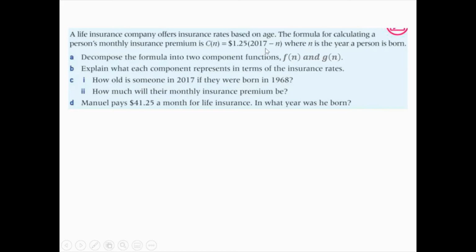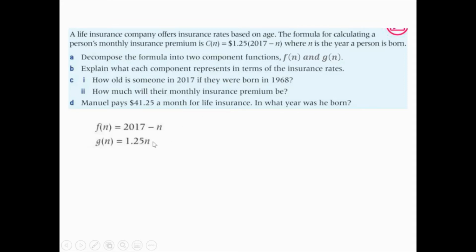So the formula for calculating a person's monthly insurance premium is this, where n is the year a person is born. So in this case, I want you to do A, decompose this formula into two component functions, f of n and g of n. So can you decompose this? Let's try. So here we go. I saw it as we have one function, that's 2017 minus n, which was inputted into this one, right? If we have the basic function 1.25 n, and then this one replaces this n, it's composed with that one. So we can see the two functions that make it up.